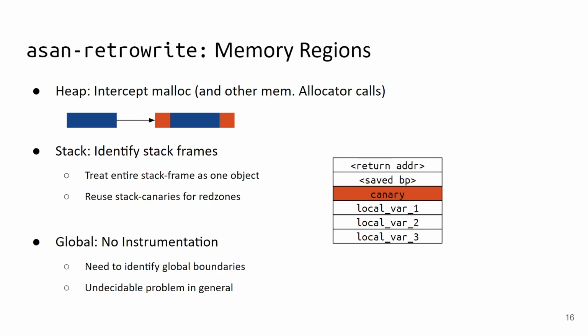Lastly, for the globals, retrowrite does not do any instrumentation. This requires identification of global boundaries, which is an undecidable problem in general, and we refer readers to the paper for more details. What this means is that compared to source-based solutions, retrowrite asan may miss a fixed number of overflows within the global regions. However, we observe that such overflows are very rare in practice.